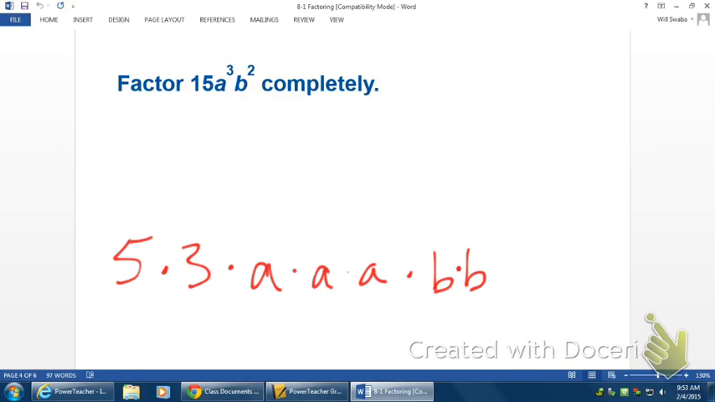So that's going to be your answer. Let's see how we got it. 15. How do we factor out 15? Well, use a factor tree. What times what gives me 15? 15 times 1. 5 and 3.